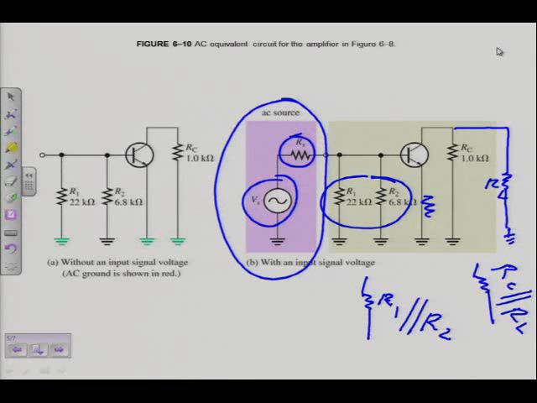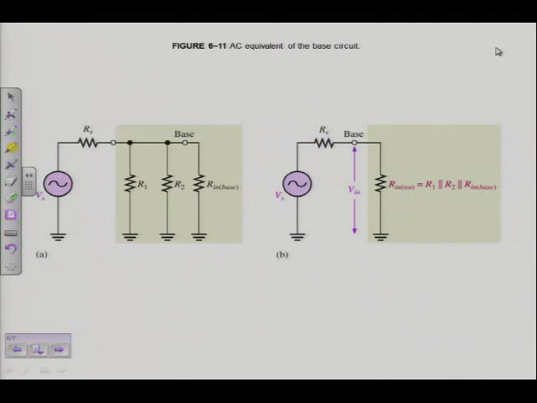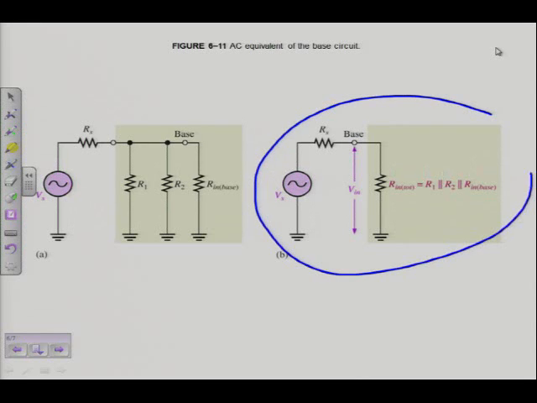Okay, why is that important? Here it's even simplified more. You will find this on page 266, figure 6-11. Now, doesn't this look like the loading effect thing that I explained to you? It's a simple series circuit, isn't it?